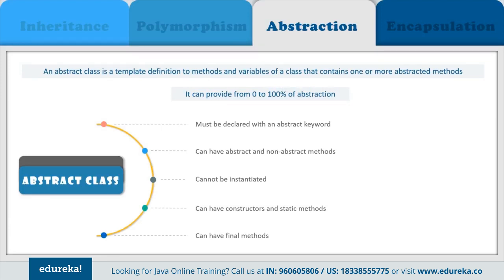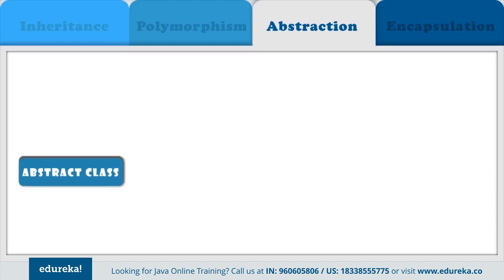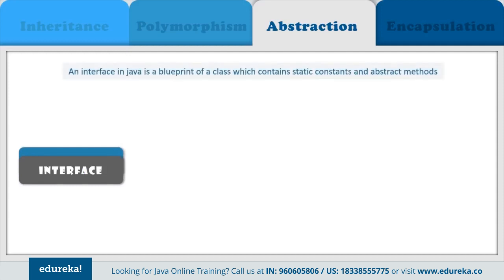We even have non-abstract methods. This is a class for which you cannot create objects. You can have constructors, you can have static methods, but we cannot create the object, right? So you can even have the final methods. So abstract class acts as a template for the various methods and definitions to be executed. So moving ahead, the better version of abstract class is an interface.